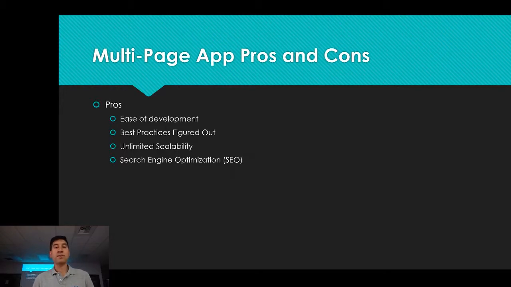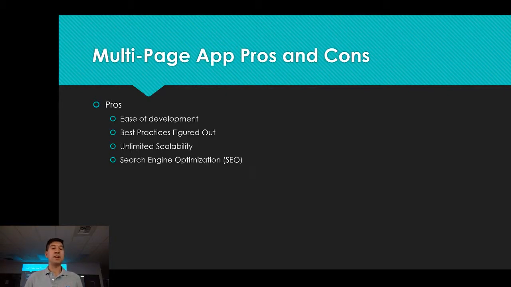Okay, so now I guess to talk about some of the pros and cons, because like everything in life, there's always good things and bad things about stuff. So one of the good things about multi-page apps is the ease of development. If you guys remember, the first thing that I showed you is 6 lines of code, and then I could create a folder and just start adding HTML pages. So it's super easy and super simple and straightforward to get started with a multi-page app. So that's one of the pros.